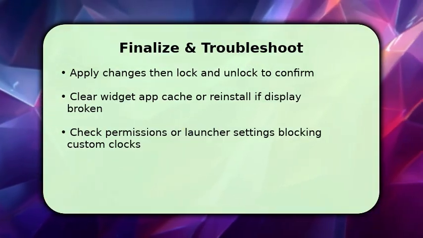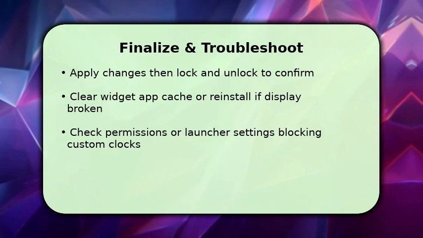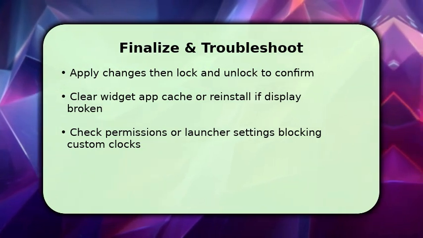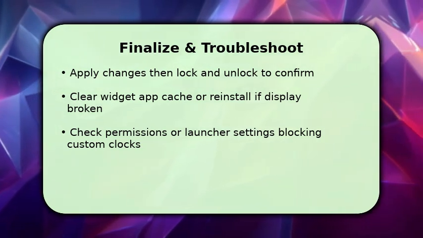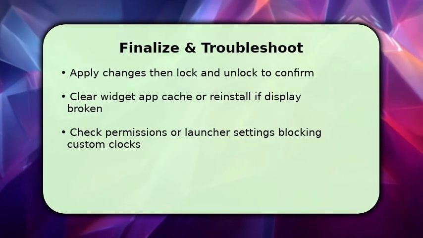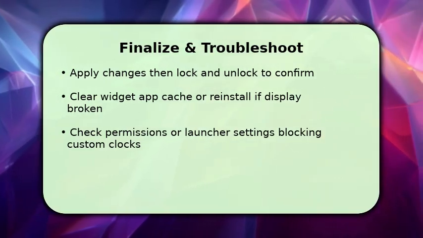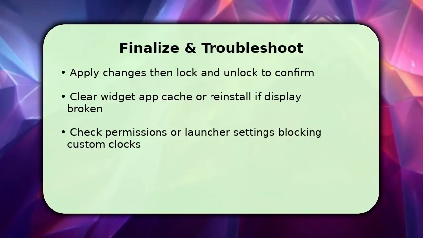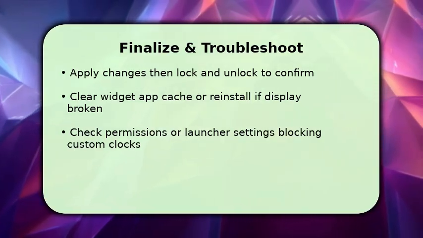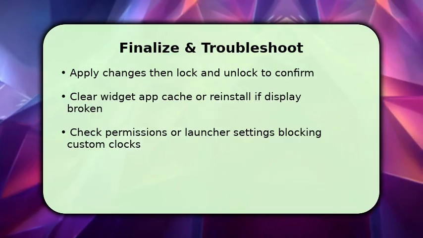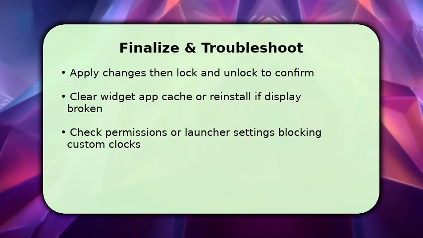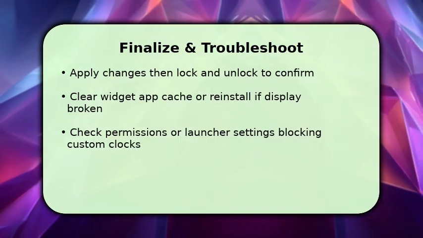If the clock won't show or looks wrong, clear the widget app cache or reinstall it. That often fixes corrupted resources. Also inspect app permissions and your launcher's widget settings. Some launchers block overlays. If problems persist, switch temporarily to the default launcher to isolate the issue. That single troubleshooting step usually identifies the root cause quickly.